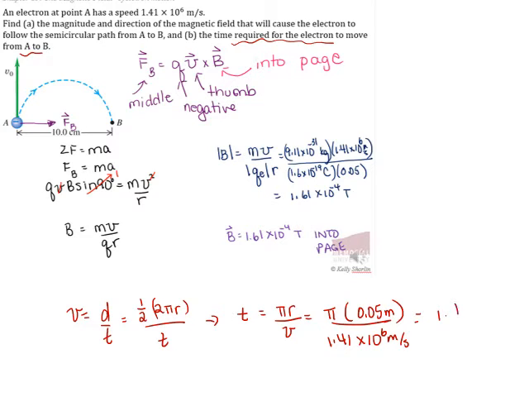So pi times 0.05 meters divided by 1.41 times 10 to the 6 meters per second gives us a time of 1.11 times 10 to the minus 7 seconds. That's pretty fast, but our little particle is moving very fast, so it makes sense that the time wouldn't be very long.